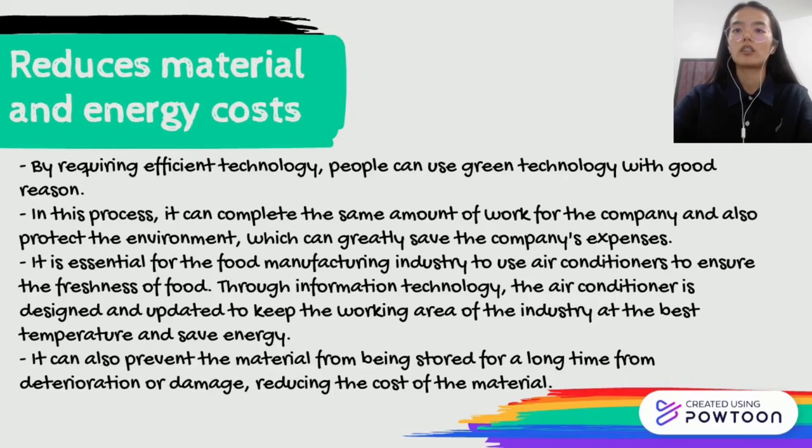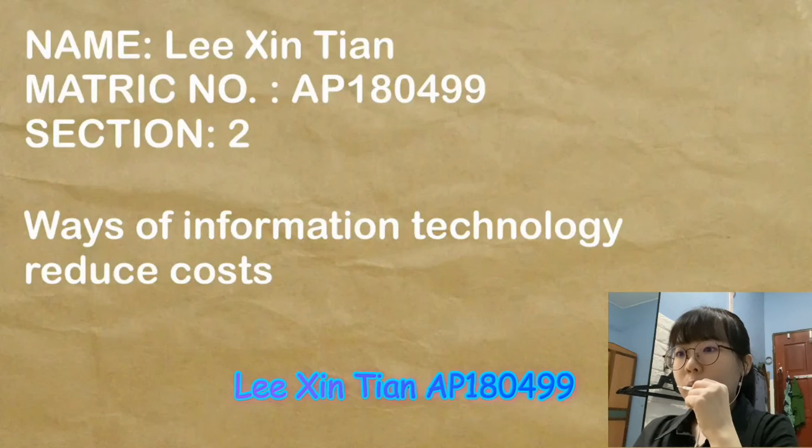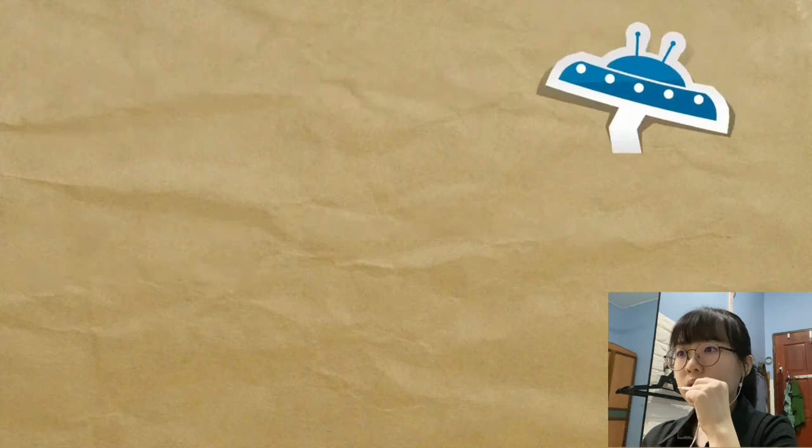Through information technology, the air conditioner is designed and updated to keep the working area of the industry at the best temperature and save energy. It can also prevent materials that are stored for a long time from damage, which can reduce the cost of the materials. My name is Tian, and I'll continue to present the ways information technology reduces costs.